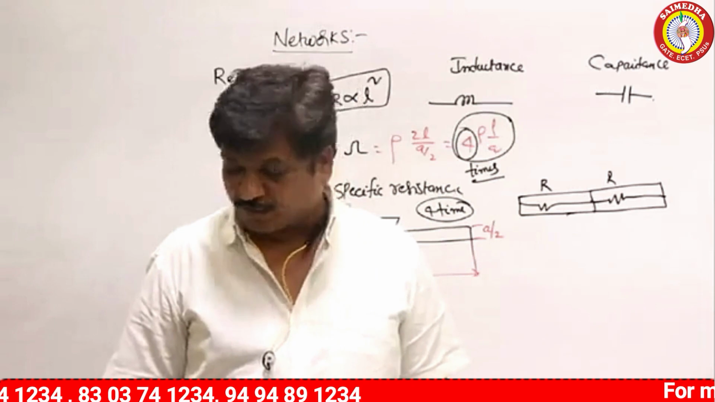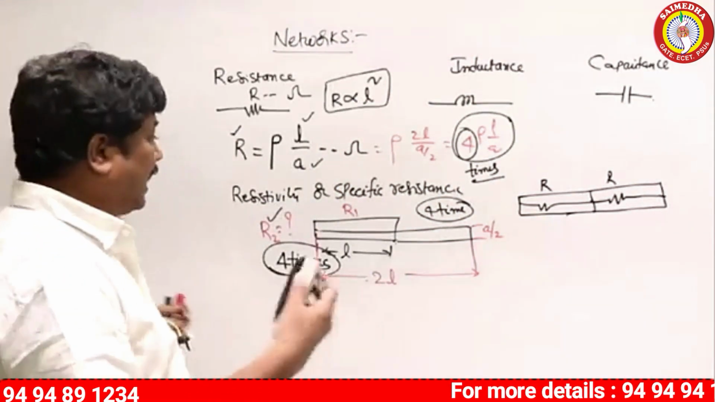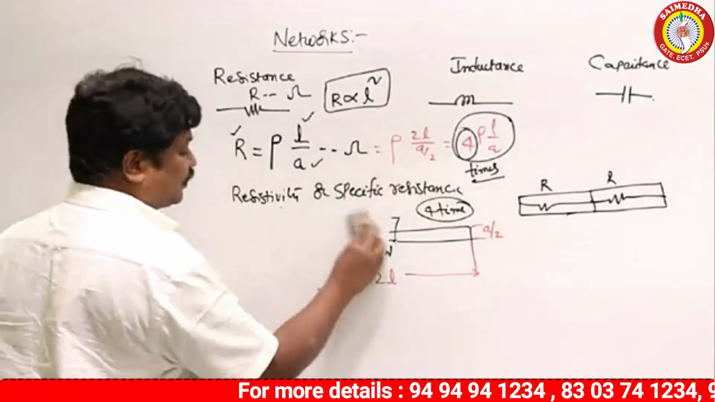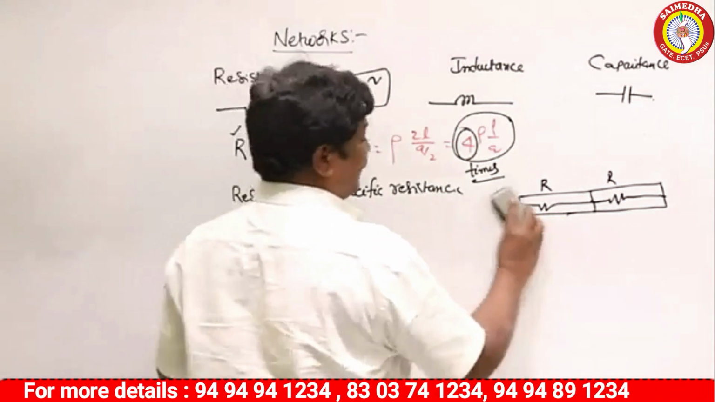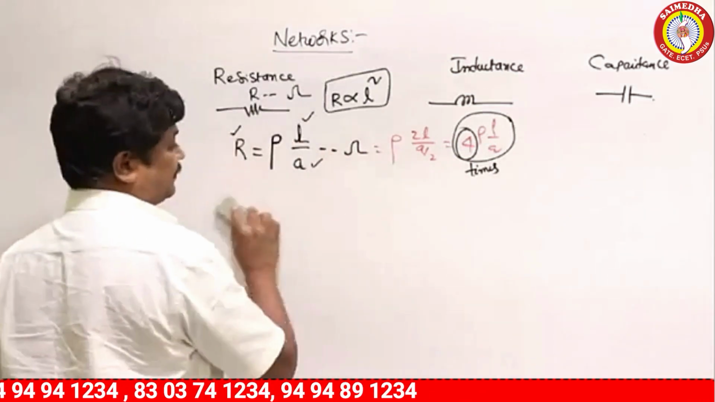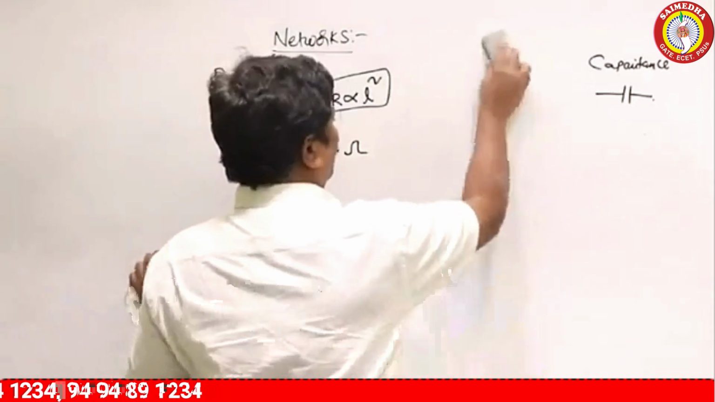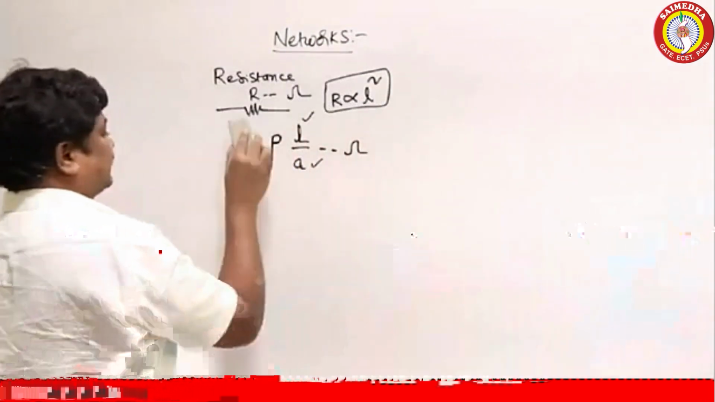Okay, most of the students gave the right answer, 16. Because of that, I can understand whether you are able to follow me or not. Initially you told 2 times, but finally after the explanation you gave 16 times. That is a good symptom. You understand this topic. You got an idea about this topic. Now one by one we will talk about inductance and capacitance. First we are talking about the resistance itself.